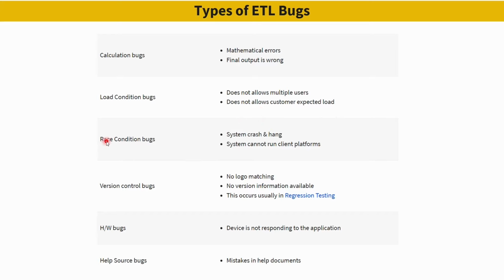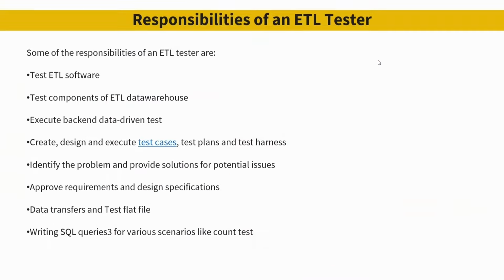Then we can also validate race condition bugs, which consist of the system crashing or hanging, or the system not being able to run on the client platform. Version control bugs are related to no log matching and no version information being available, and these normally occur in regression testing. Hardware bugs are where the device is not responding to the application. And help source bugs are mistakes in help documents.